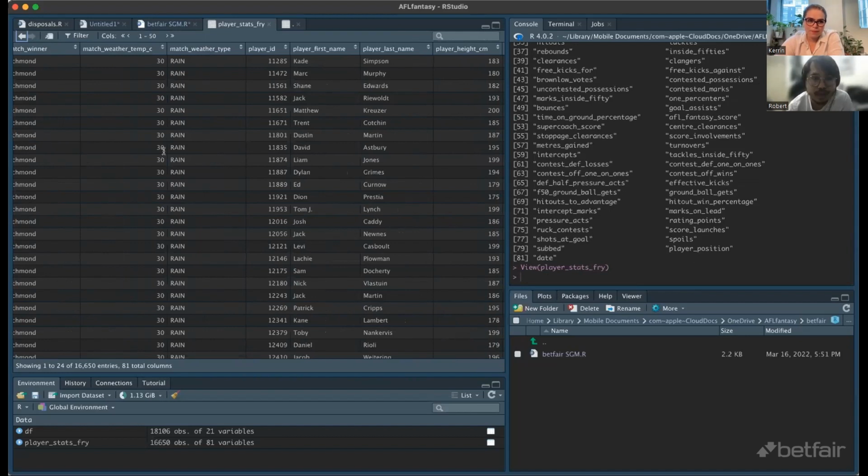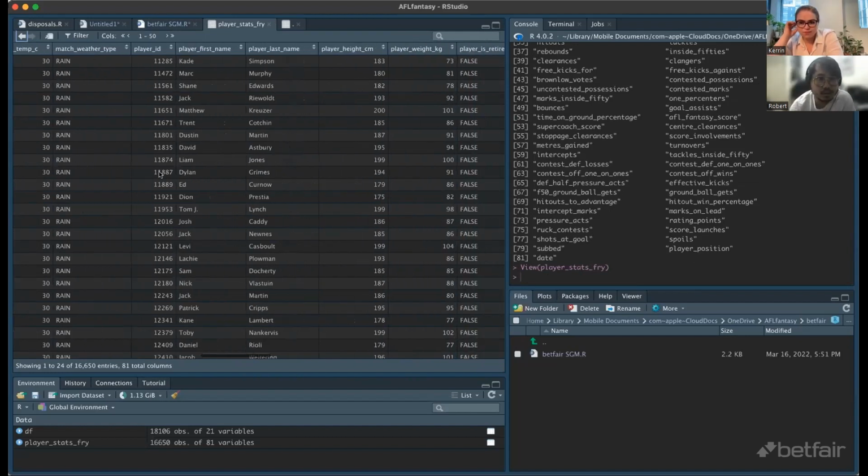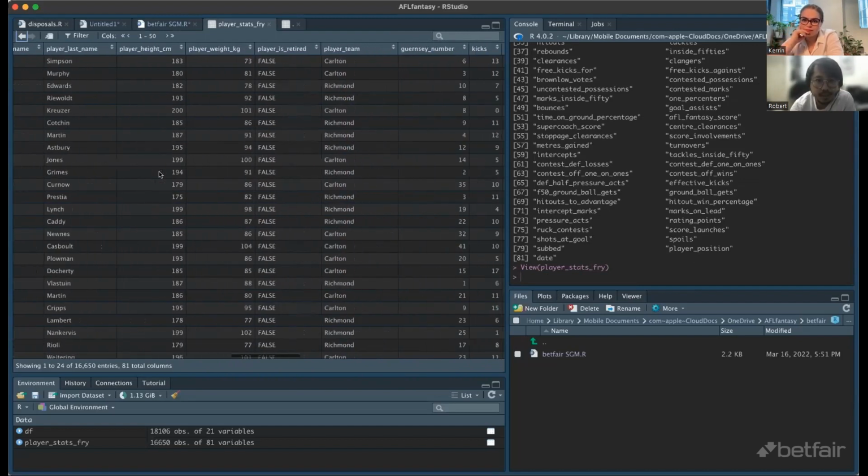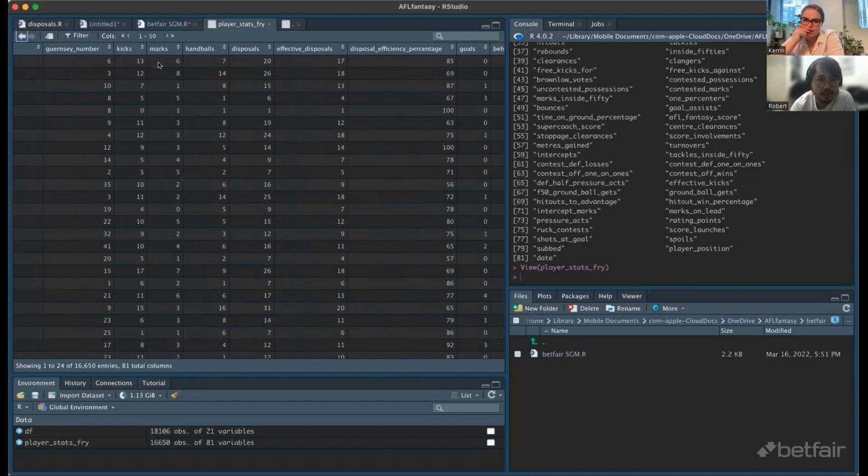People always talk about maybe weather affecting totals or player stats. So we also include the weather as per the AFL website. Got the player names, and then you got their individual game statistics. And then obviously from there, if you wanted to, you could aggregate up by game to come up with maybe team ratings for, I don't know, maybe you want to build an ELO for kicks or something, whatever it might be.